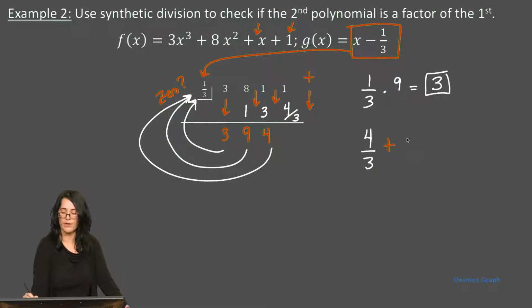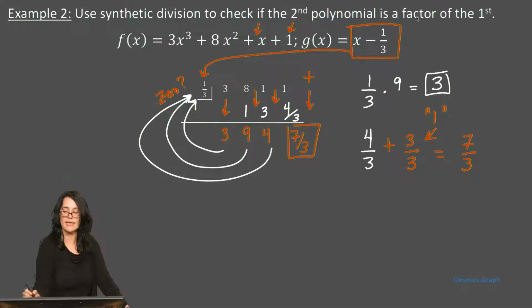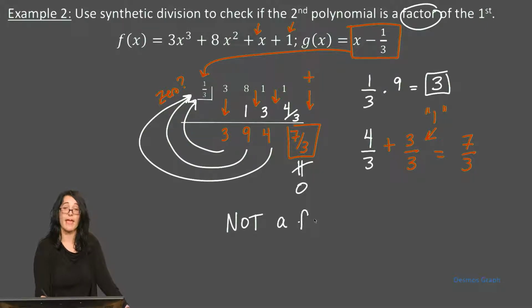4/3 plus 1, well, 1 is really 3 over 3, isn't it? Getting a common denominator. So we have here 7 over 3 as our remainder. And here again, they only asked us the question, is the second polynomial a factor of the first? Because this is not equal to 0, we would say, no, this is not a factor.